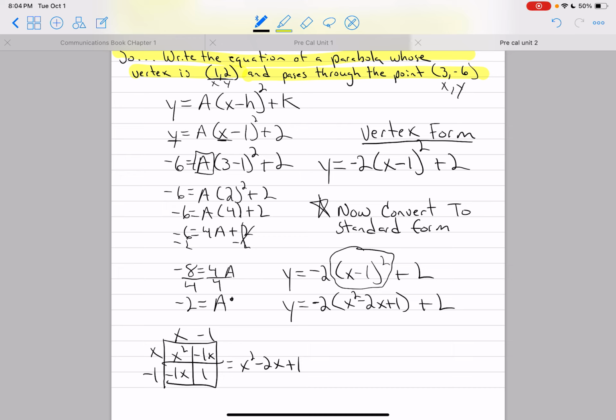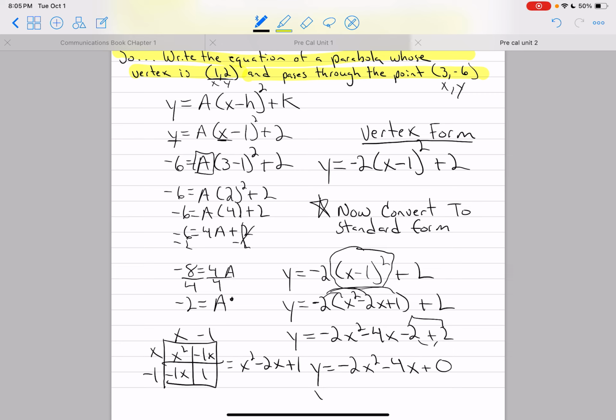Now that I can see this, I'm going to go ahead and distribute my negative 2. So y equals negative 2x squared minus 4x minus 2, and I still have this plus 2. All right. And now I'm just going to simplify it. What can I put together? Oh, I can put those together. So negative 2x squared minus 4x, and negative 2 plus 2 equals 0, so it'd be plus 0. And again, you don't have to write the 0, but if you were going to, you'd write plus 0.